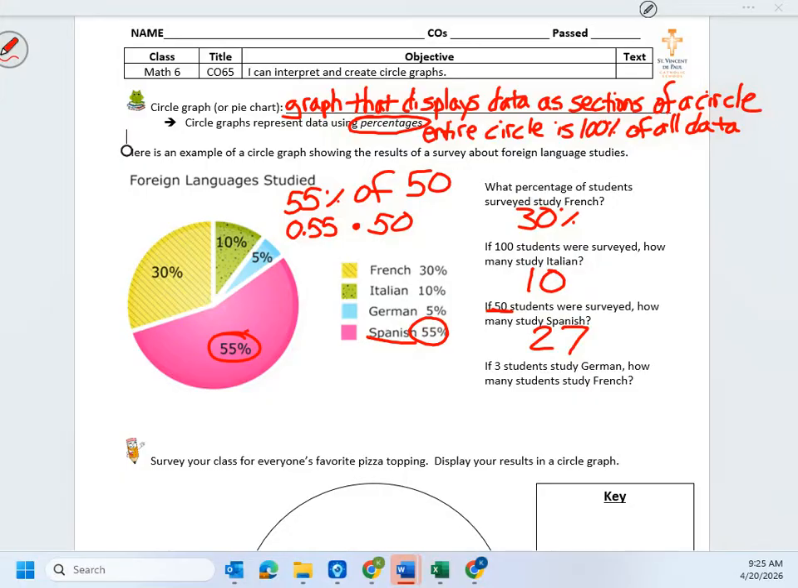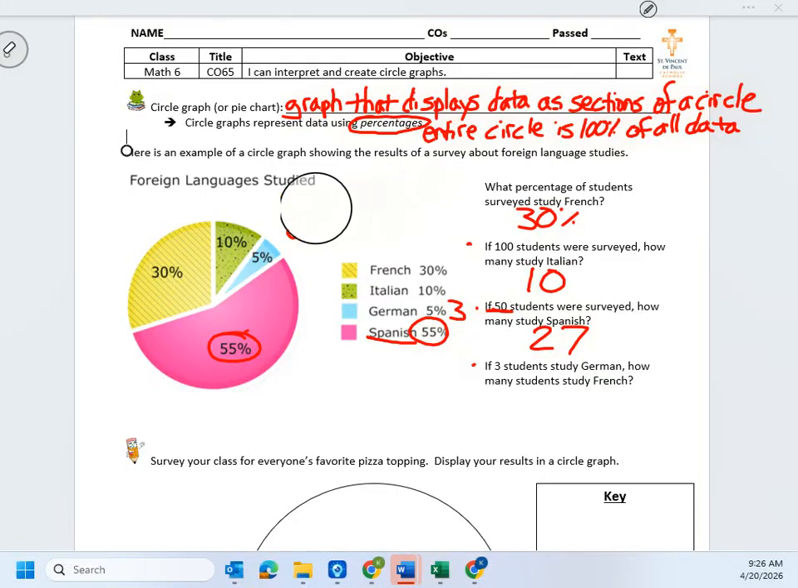If 3 students study German, so we have 3 students studying German, how many students studied French? Oh goodness. Now we have to do multi-steps, because we don't know how many students there are to begin with, right? It keeps changing how many total students there are. We don't know the total number of students. So that's our first step.